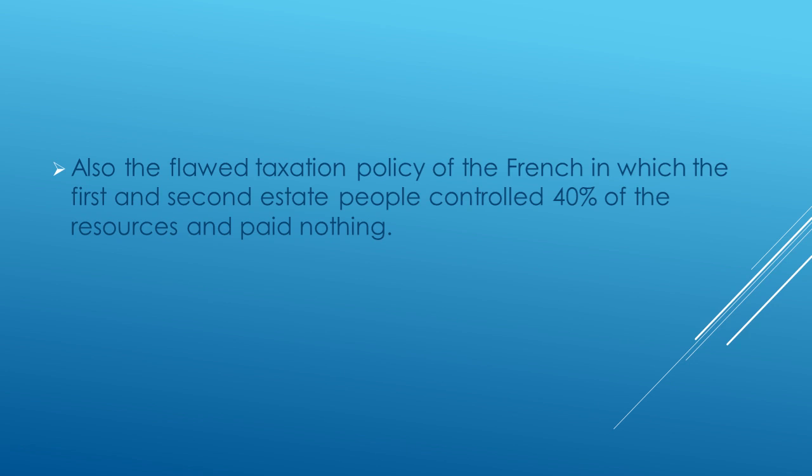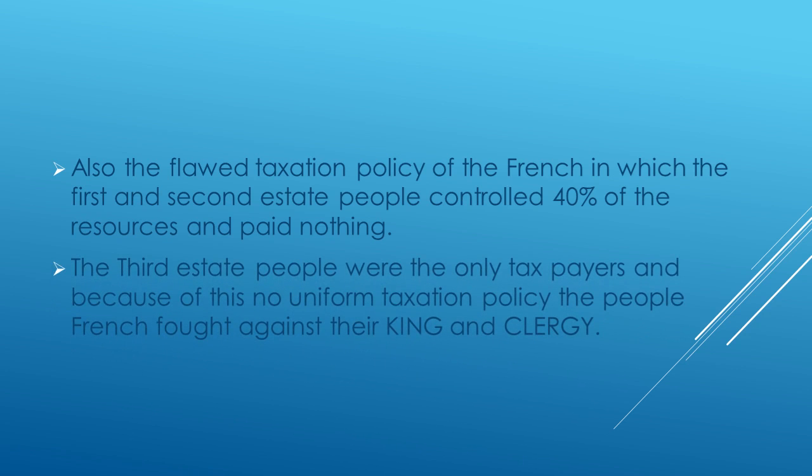Also, the flawed taxation policy of the French, in which the first and second estate people controlled 40% of the resources and paid nothing. When these people are not paying any kind of tax but are controlling 40% of the resources, just imagine how exploitative that policy is. This kind of flawed taxation policy enraged the French people to fight against the French government. The third estate people were the only taxpayers, and because of this lack of a uniform taxation policy, the French people fought against their king and clergy. So the main reason why they fought against their king and clergy was this taxation policy.